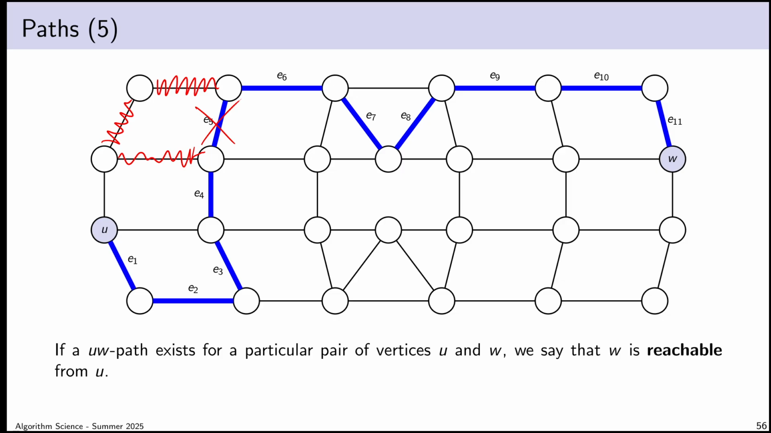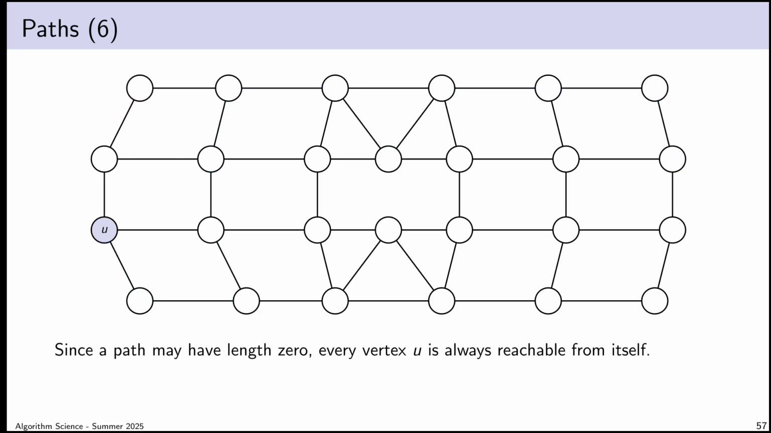And so we often just want to talk about not give me a particular path, just tell me if one exists. So if a UW path exists, there could be more than one of them, but if there's at least one of them, we say that W is reachable from U, and symmetrically that U is reachable from W. A path may have length 0, so if I want to travel from Victoria to Victoria, I just stay here. And so in that case, the path has length 0, and that means that any vertex U is always considered to be reachable from itself.